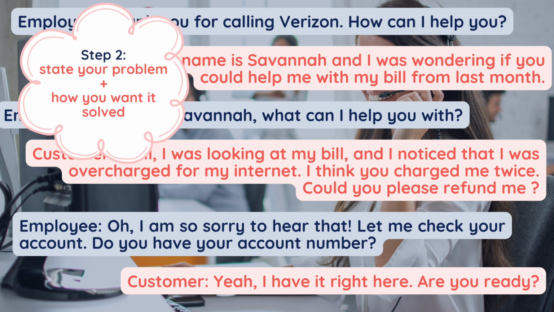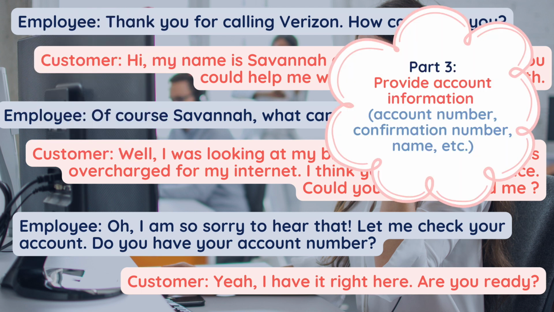Then step number 2 is to explain your problem and also mention how you want it resolved. So here we see Savannah explaining her problem in detail and how she wants it resolved. She wants a refund. Then we have step number 3, providing your account information. This can be an account number, an order confirmation number, or just your first and last name.